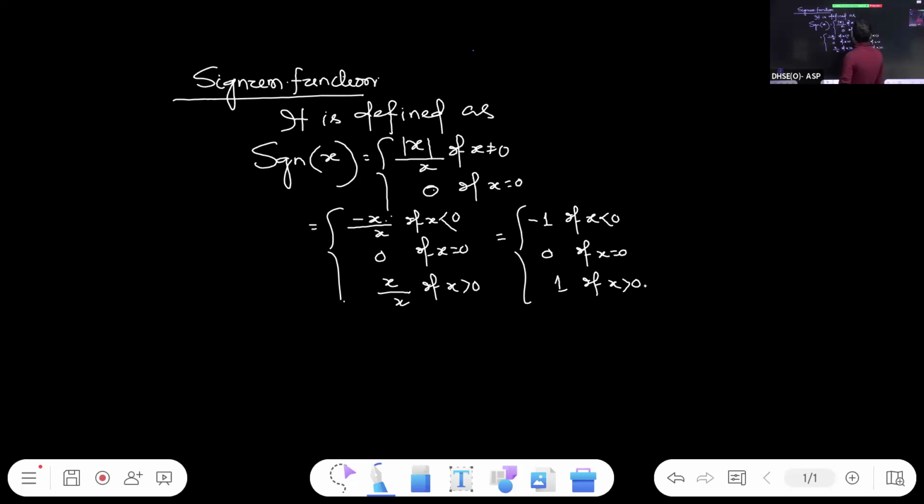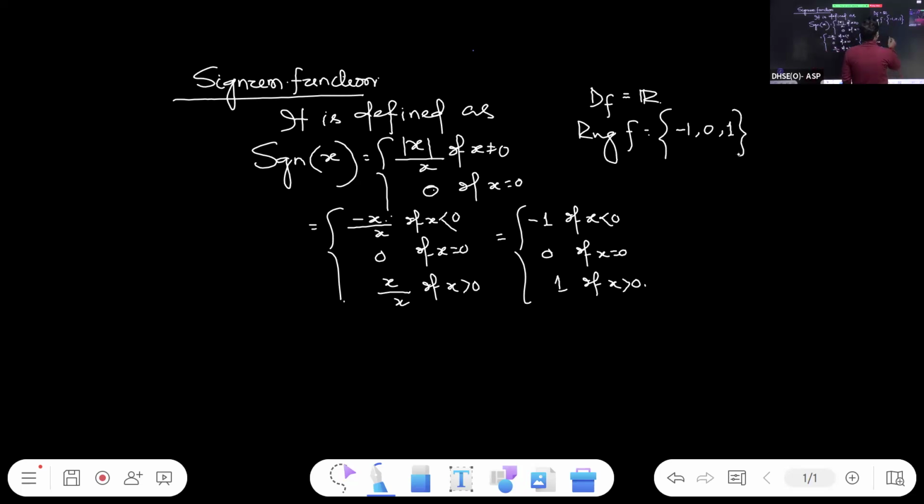So the domain of the function is R. Domain f is equal to R. And the range of the function is minus 1, 0, and 1.